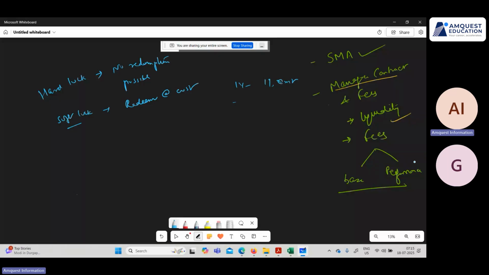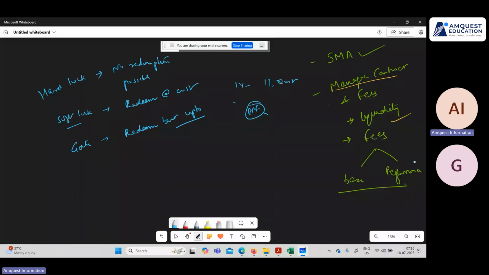Right. And then there's something called a gate, where they say that you can redeem, but up to a limit. Think about this as if you invest into PPF.